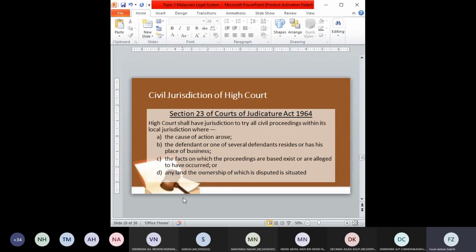If the case involves land, for example, a dispute over land, and the land is in Kelantan, the case has to be heard in the High Court of Kelantan. So that's how you determine which court to go to when you want to take any action. It depends on where the problem happened, where the defendant lives, or if it involves land, where the land is. So that is the jurisdiction of the High Court.